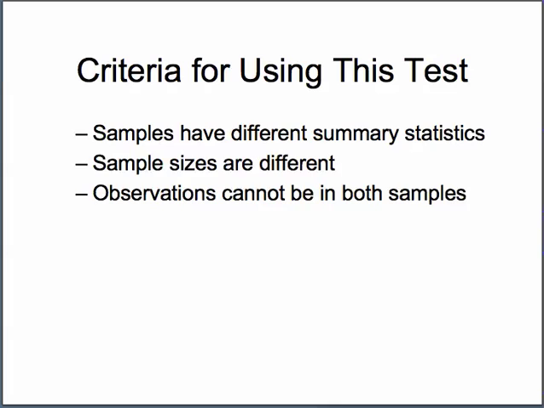Here are fundamental criteria for the independent samples t-test. First, the samples that we are comparing must have different summary statistics. This means that the samples have different mean, median, mode, variance, and standard deviation values. Next, the sample sizes must be different. Finally, cases cannot appear in both samples.